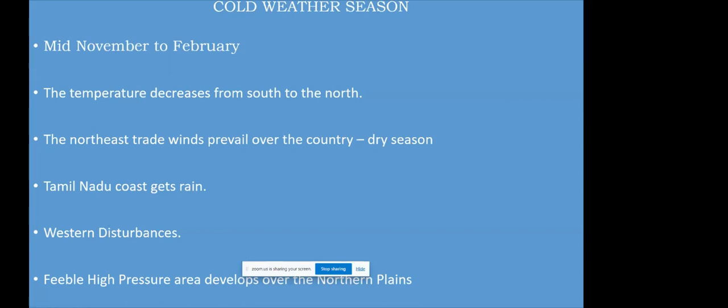But Tamil Nadu coast, the Coromandel coast of Tamil Nadu, gets rainfall. Can you tell me why? It absorbs some moisture from Bay of Bengal. The wind actually is coming from the land, say from Bangladesh, Myanmar and all. But before entering Coromandel coast, the wind blows over Bay of Bengal, and it will pick up moisture from Bay of Bengal.